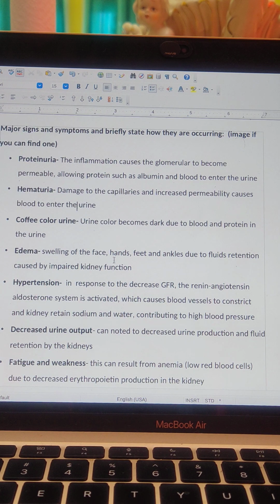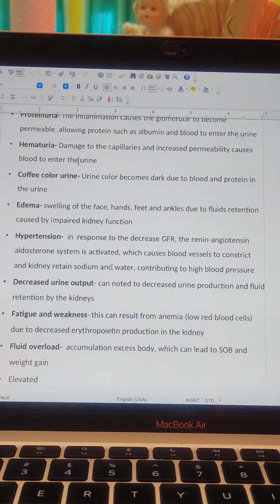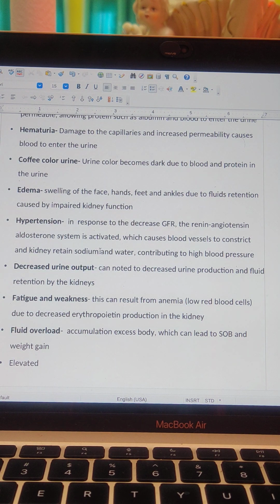Edema, so swelling of the hands, the feet, the face, and the ankles. This is due to fluid retention, which is caused by impaired kidney function. Hypertension is a sign of glomerulonephritis because in response to the decreased glomerular filtration rate, the renin-angiotensin-aldosterone system is activated, which causes the blood vessels to constrict, and the kidney retains more sodium and water, which contributes to the high blood pressure.